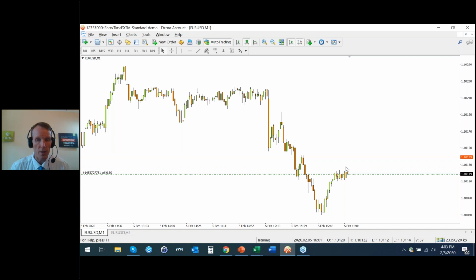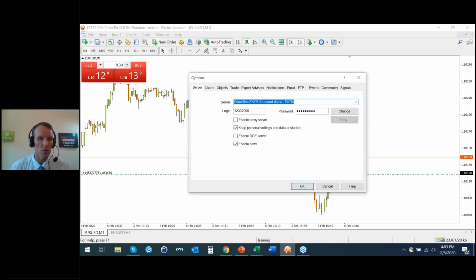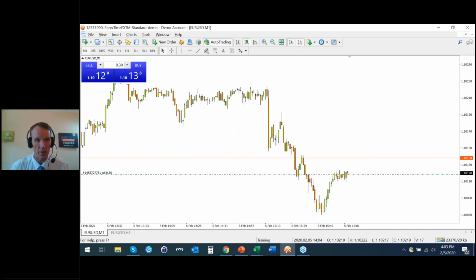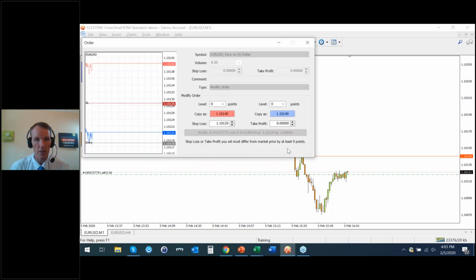Now I don't get a confirmation there, an error, because I've got one click enabled. So I'm just going to deactivate my one click so that I can show you guys. Go to trade, deactivate the one click, then it asks for confirmation. So if I try to put this thing there now, it says it doesn't allow me to do so.